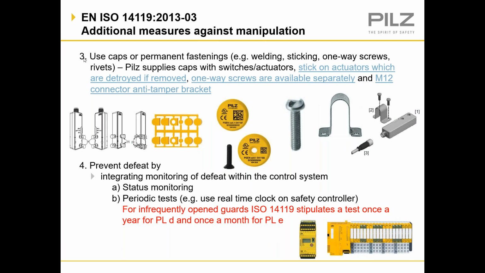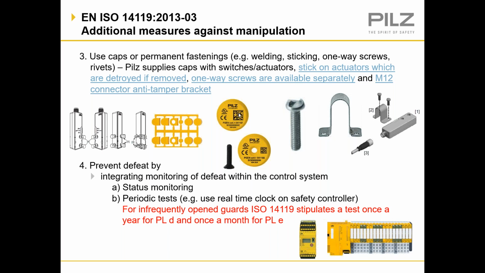Number 3, use of caps or permanent fastenings. So this is where we talk about welding, sticking, one-way screws, rivets, etc. So as a manufacturer, Pilz can supply you with caps for our switches and actuators. And so here's the PCN code. These are the kind of caps that we can supply, and that will hide the screws and secure them in place. We do stick-on actuators, which was kind of mentioned earlier.